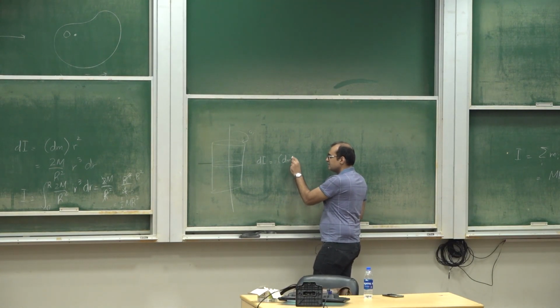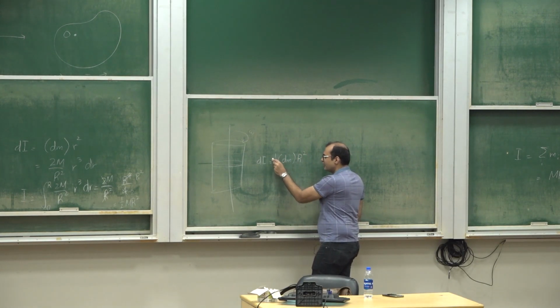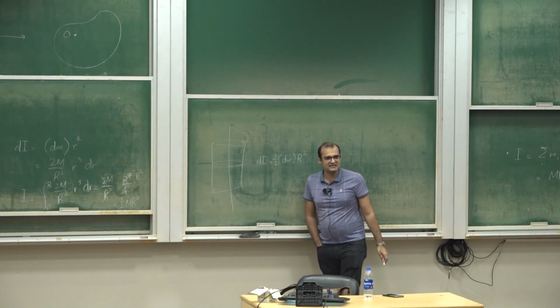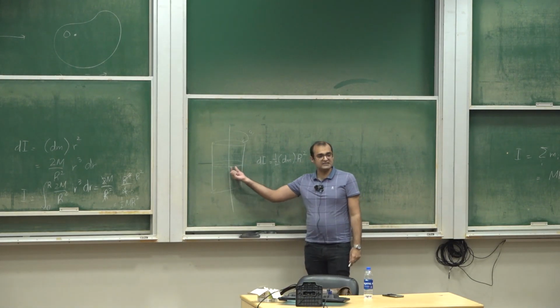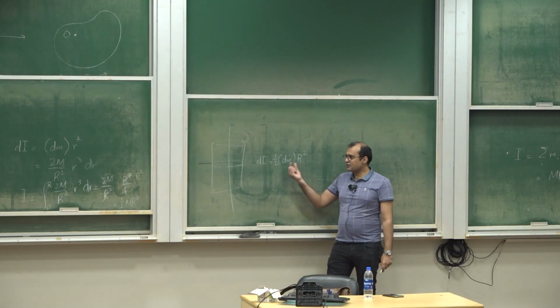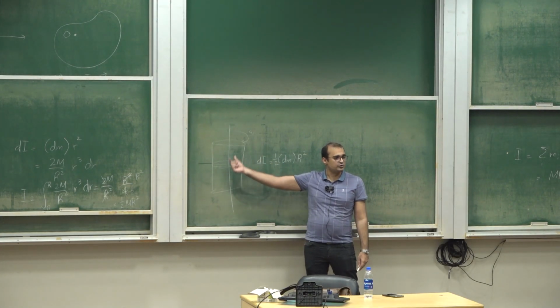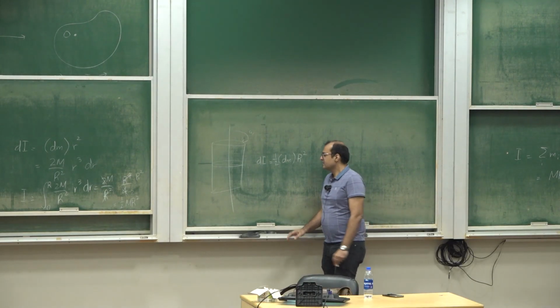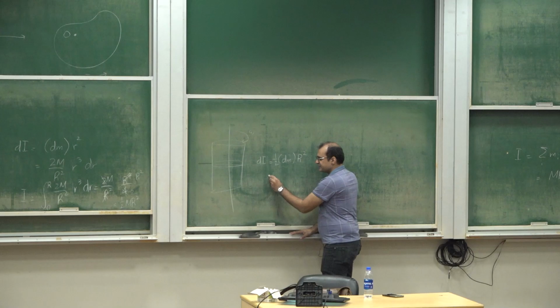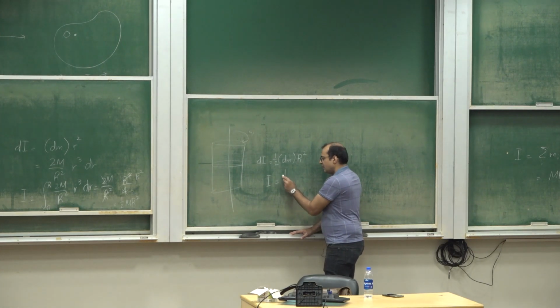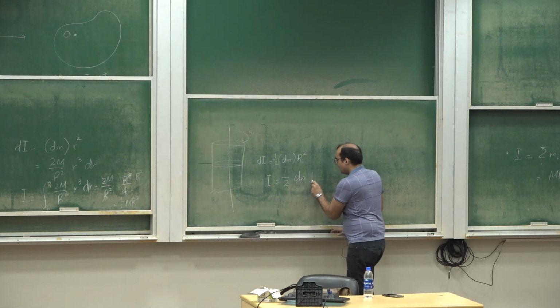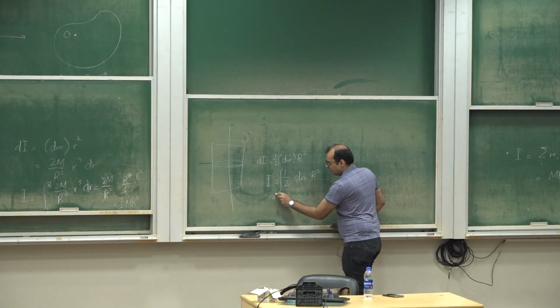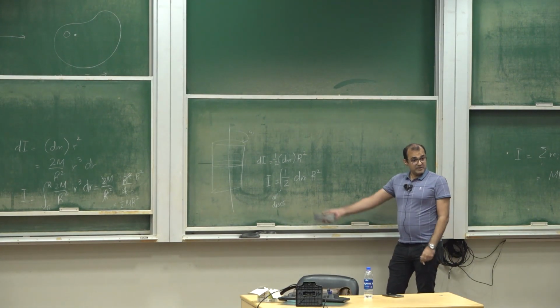dm times r²/2, right? The moment of inertia of a disk is half mr². dm is the mass of this disk, and r² is of course the radius of this disk, which is also equal to the radius of the cylinder. So what will the total moment of inertia be? Half dm r², and you have to add up over all limits of integration.